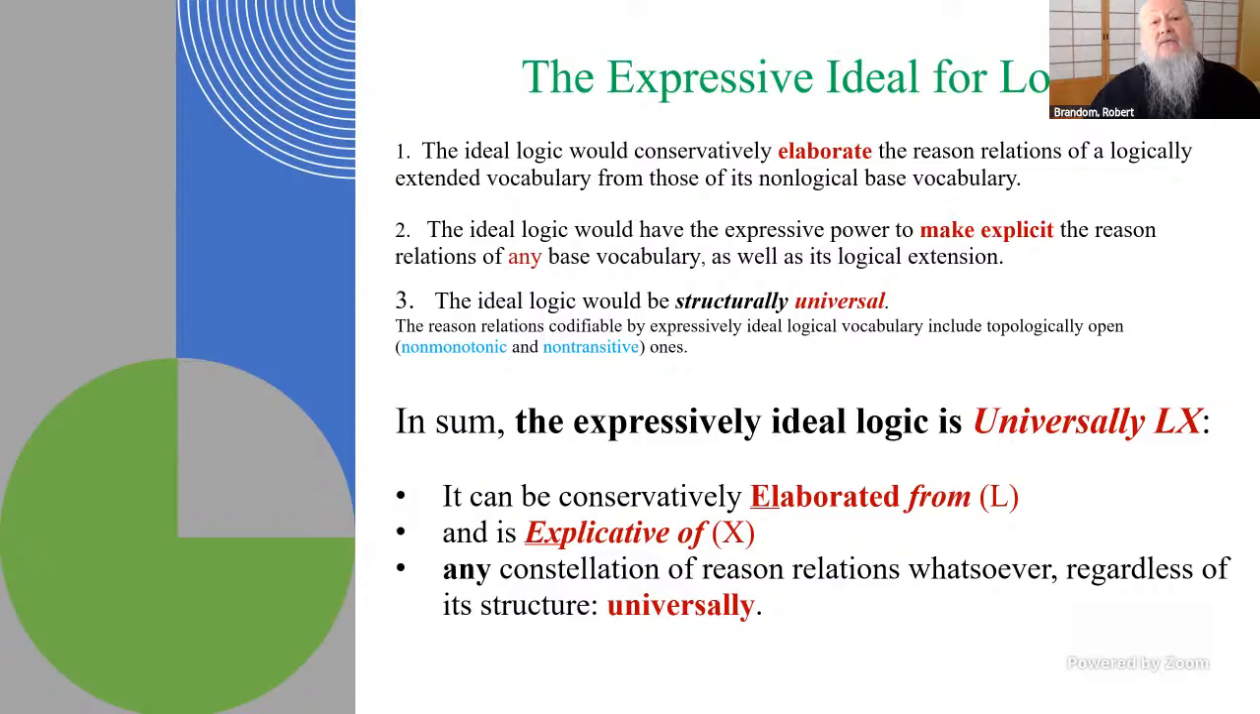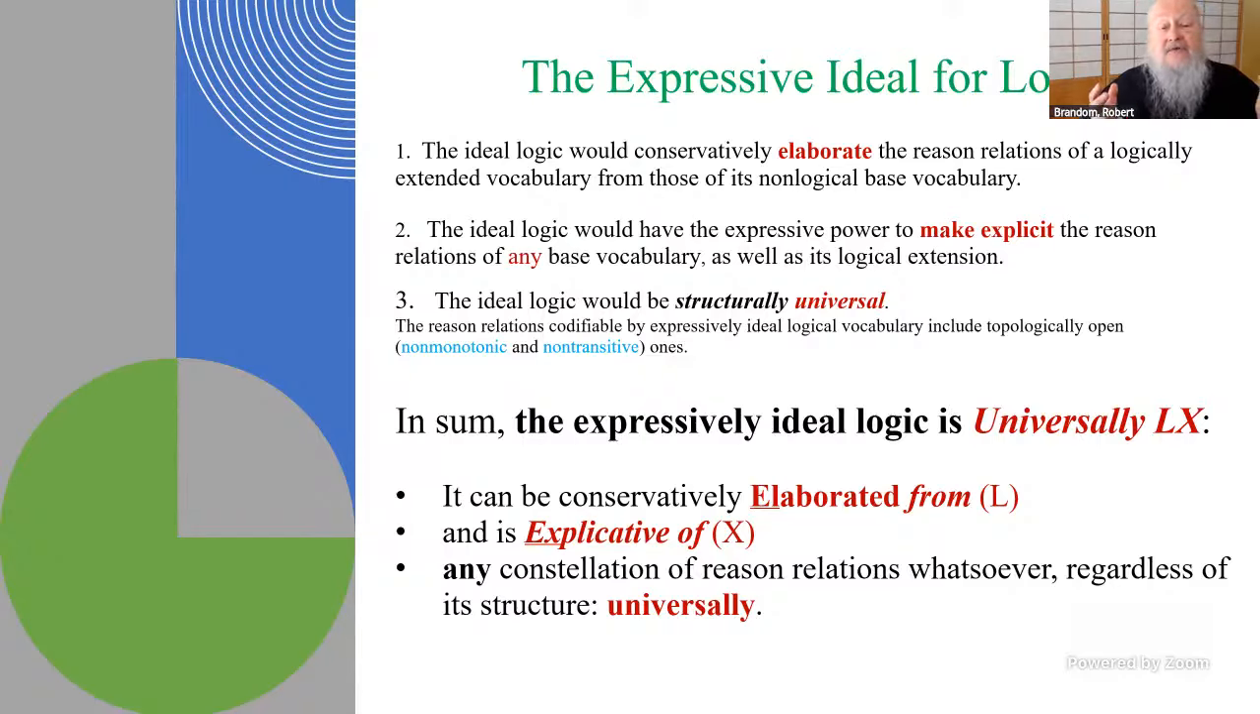motivates an expressive ideal for logic. The ideal logic would be a set of semantic rules, semantic in that they're defining a function from consequence relations to consequence relations, that elaborate the reason relations of a base vocabulary into the reason relations of its logical extension, its extension to the logically complex sentences formed from those base sentences. And the ideal logic would have the expressive power to make explicit the reason relations, the consequence relations of any base vocabulary.